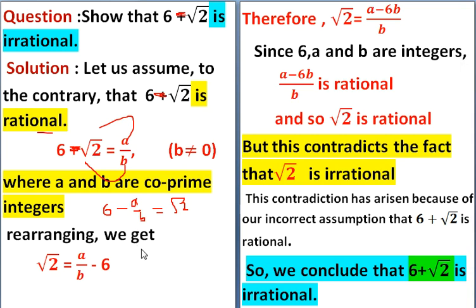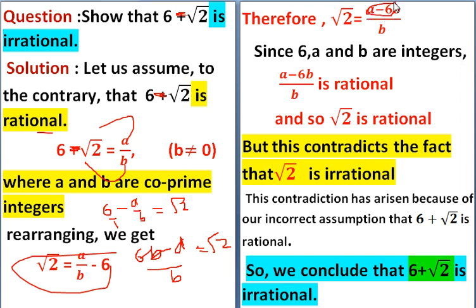By solving this we can get 6b minus a by b equal to root 2, finding 6b by cross multiplication or by solving the fractions. Here a minus 6b becomes 6b minus a by b, and 6, a and b are integers, hence 6b minus a will be an integer.